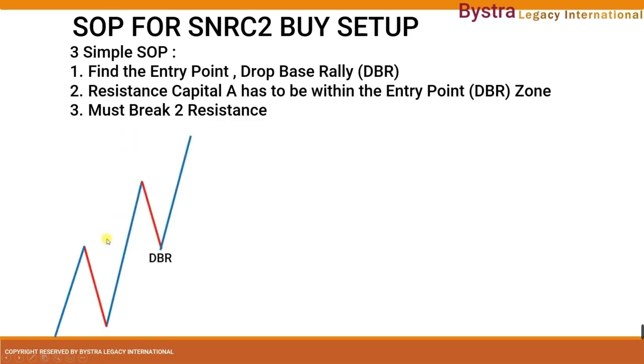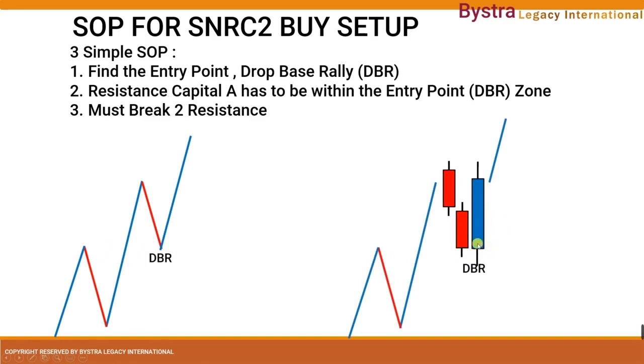Now let me explain to you here. This setup is a buy setup. As you can see, this will be our capital A, drop base rally. If you look at the candlestick, it will look something similar like this. For this example, I'm going to use the bullish engulfing as our drop base rally. It doesn't have to be a bullish engulfing; it could be a different candlestick as well. The most important part is that we identify that it is a drop base rally, and it is aligned together with the capital letter A. So what we should do is mark a horizontal line at the capital A. Very important: the capital A in this case is the resistance.